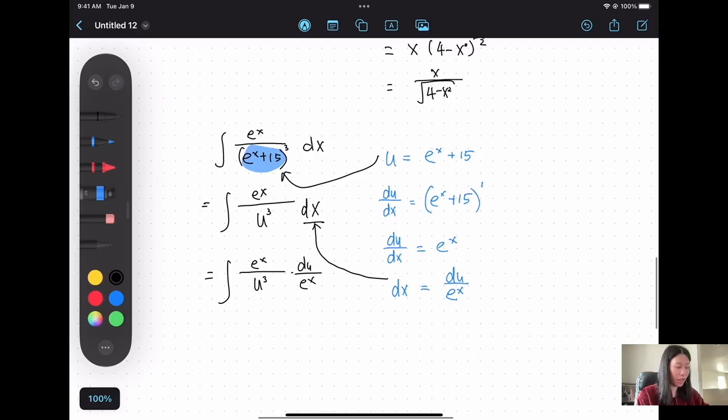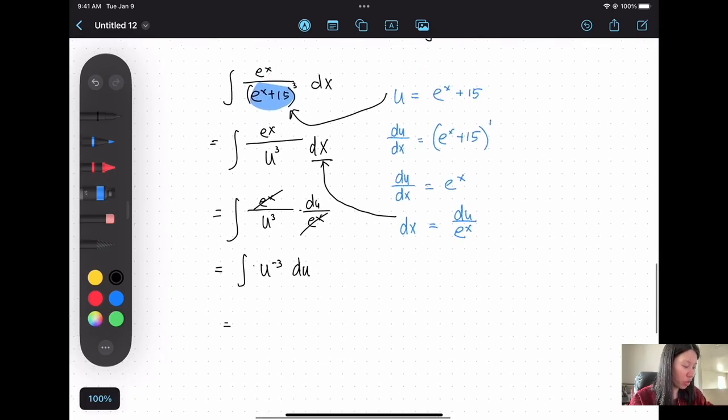Now I can simplify it. The e to the x terms cross cancel. So I end up with the integral of u to the negative 3 power du. Now we can integrate the function by using the rules that we have, which is, we add 1 and take the reciprocal, which is negative 1/2 u to the negative 2 power plus c.